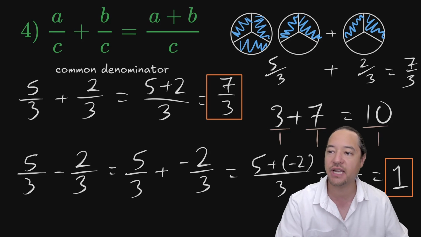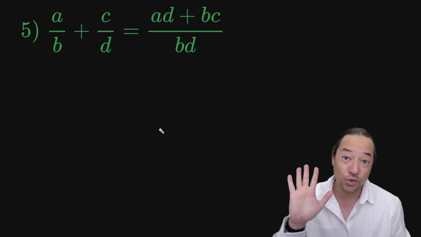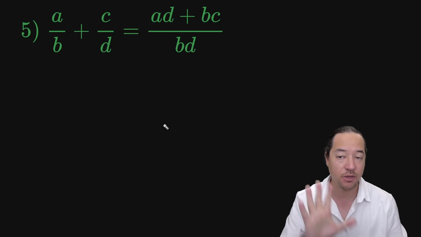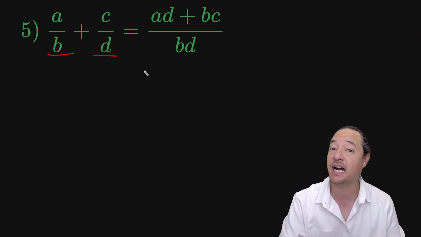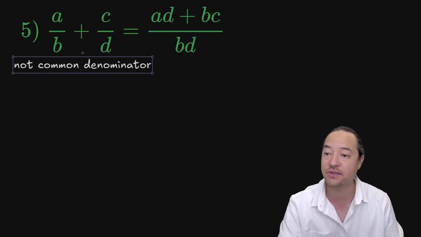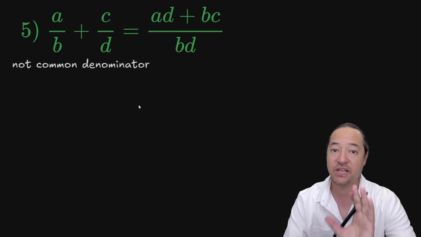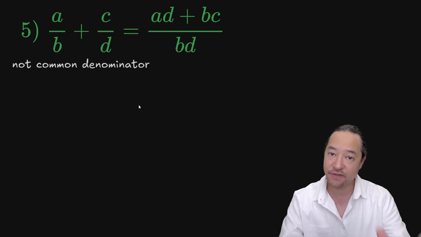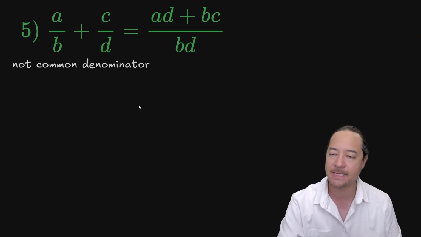Let's take a look at property number 5 here. Rule 5 is also about addition, but it's about addition of fractions that do not have a common denominator. The denominators are different. So they do not have a common denominator, and that makes this rule the most difficult one out of all of them. So let's take a look at how we do this.